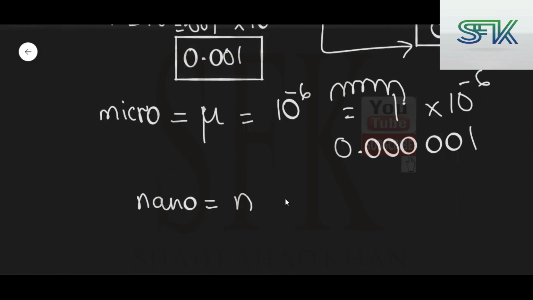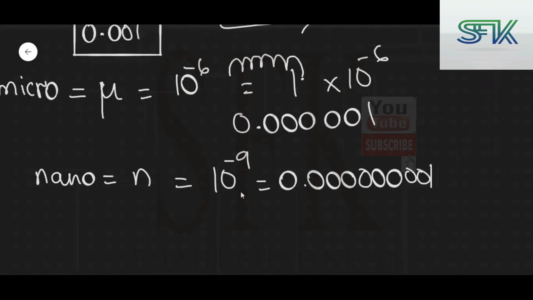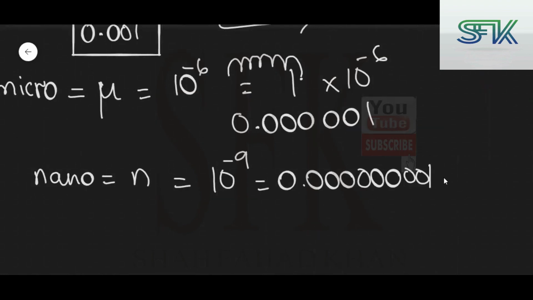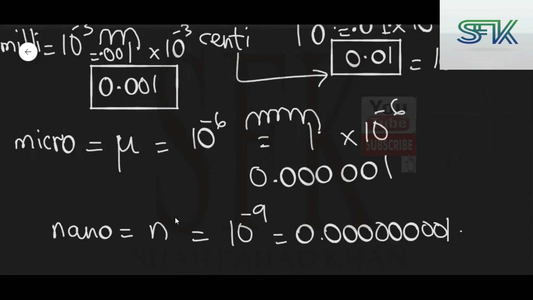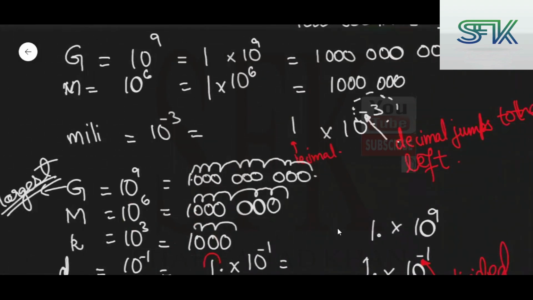And then in case of nano, which symbol is small n, 10 raised to the power minus 9 again means the same thing. The decimal which was initially right over here moved 9 digits backwards. So 1, 2, 3, 4, 5, 6, 7, 8, 9. So this is the meaning of prefixes, and this is how you convert them into numbers.